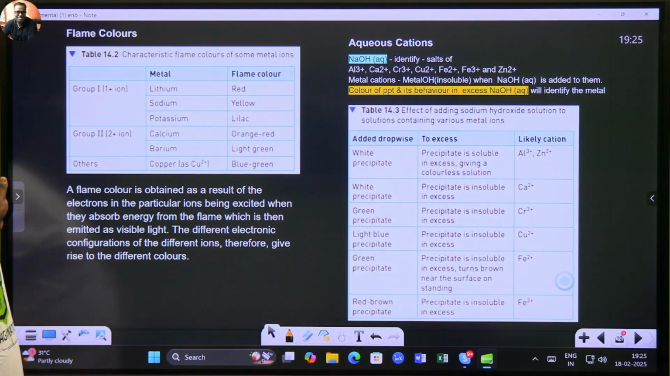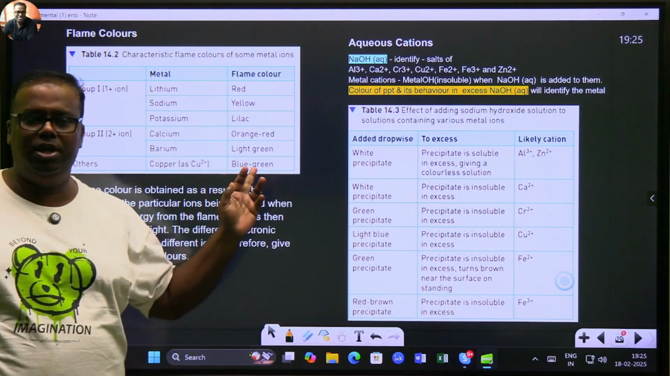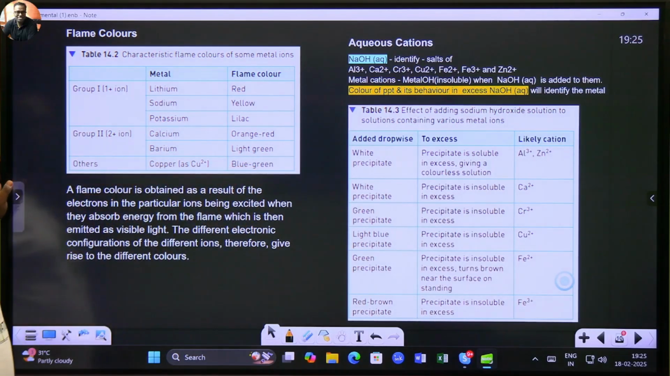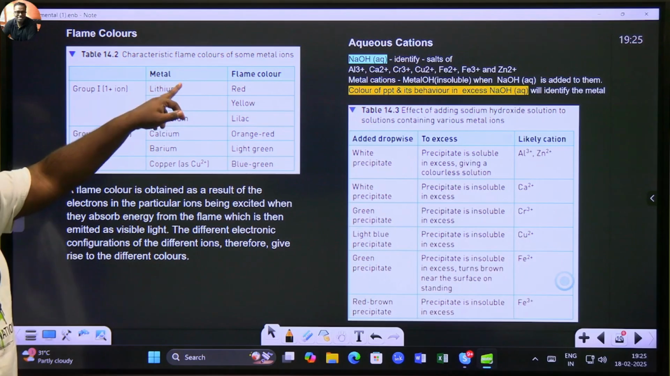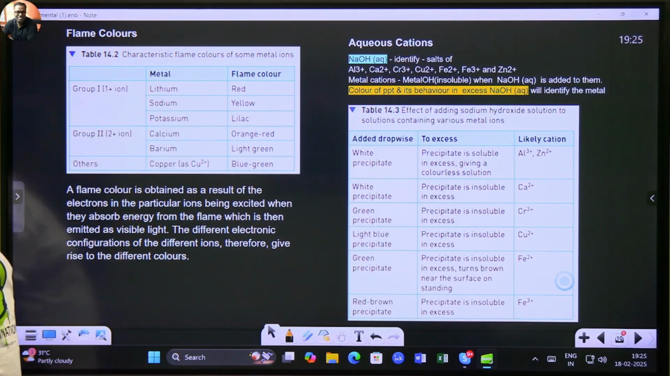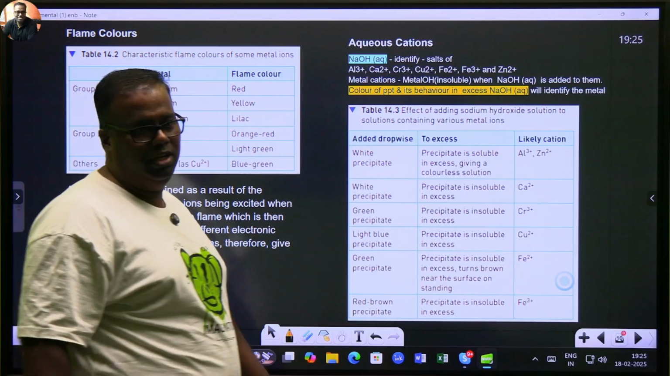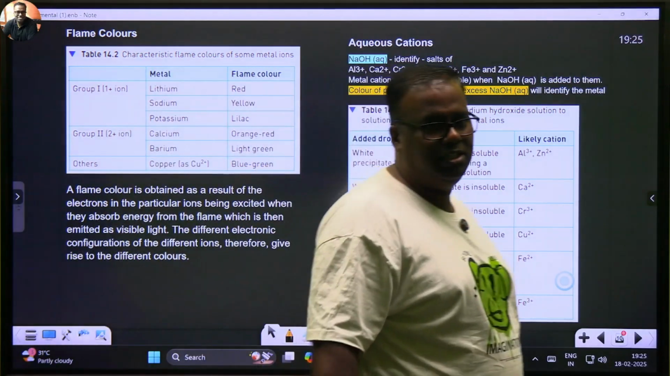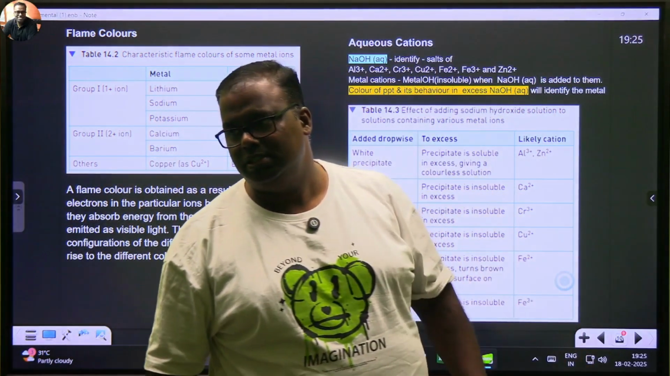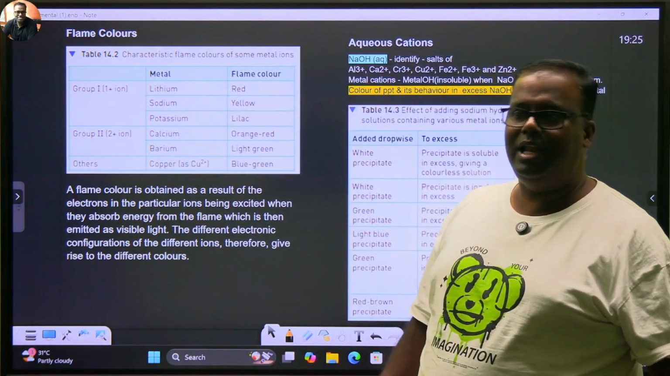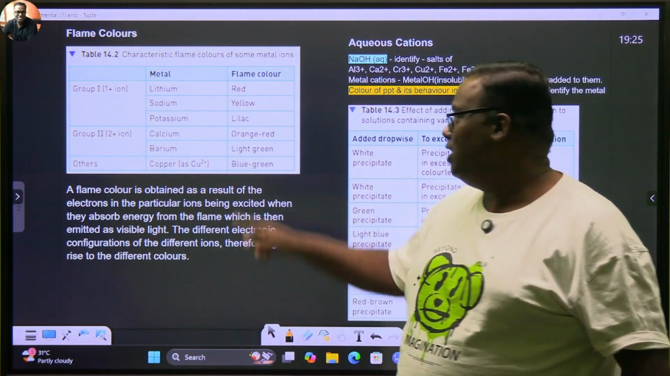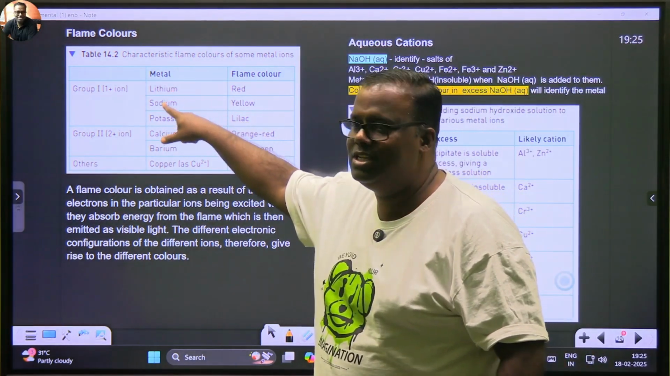Group 2. In group 2, we need to be worried about calcium and barium. No magnesium, nothing. Orange, red, and light green. And others, copper: blue, green. Usually the question comes from the first 3, because in the first 3, you have a single tone color. In the other 2, you get a dual tone color. Red, yellow, lilac. If you remember this order, then this order is as per the periodic table.